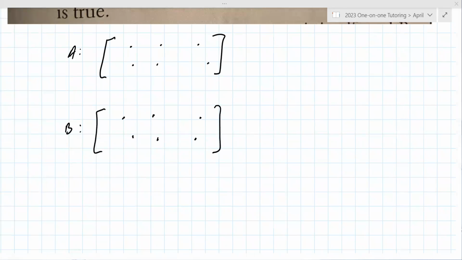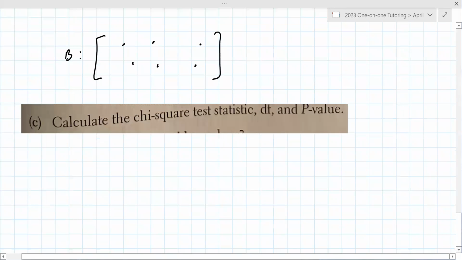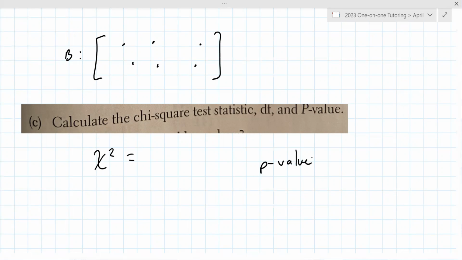1, 7, 2, 3, 8, 16, 184, 5. Okay. And then C is actually the chi-square statistic of it. Okay, so run over the tests.